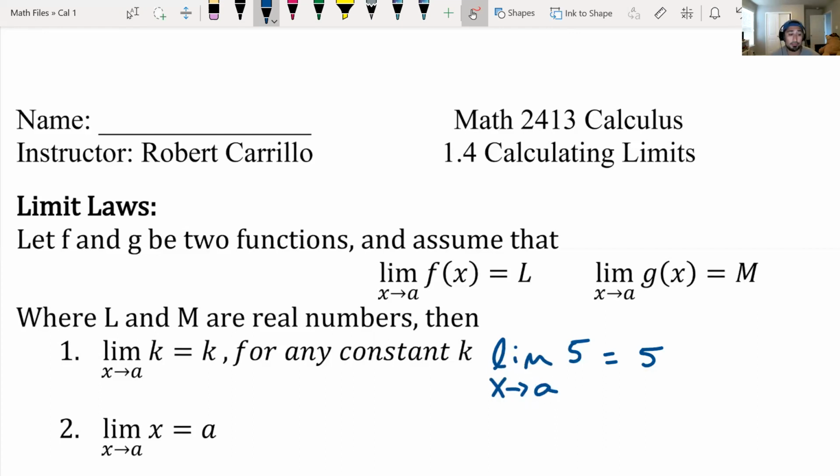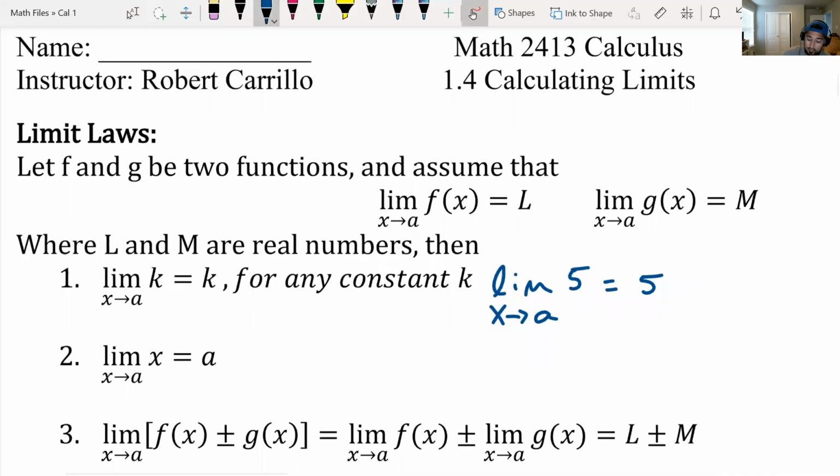Okay. 2, the limit as x approaches a of x is equal to a. So number 2 is an actual direct substitution property. It has a name to it. This limit says, hey, just plug in a for x. That's all it says. So I guess I have to do a better example for this one. If I said the limit as x approaches 2 of x, well, this just says plug 2 in for x. So the limit as x approaches 2 of x would be 2. There you go.